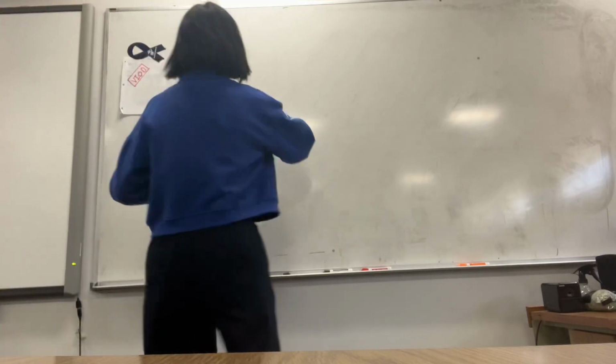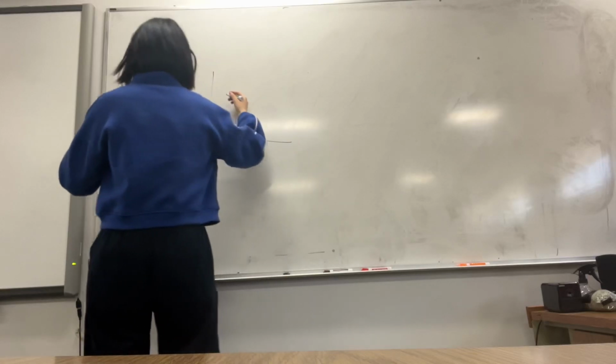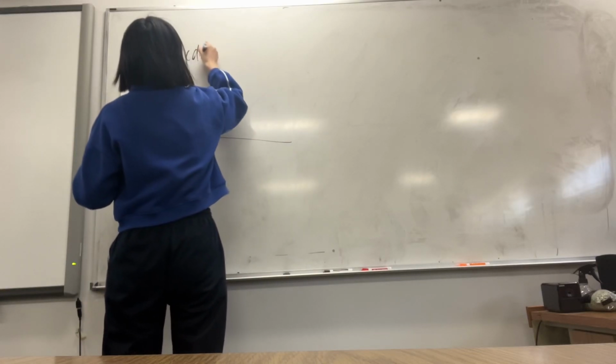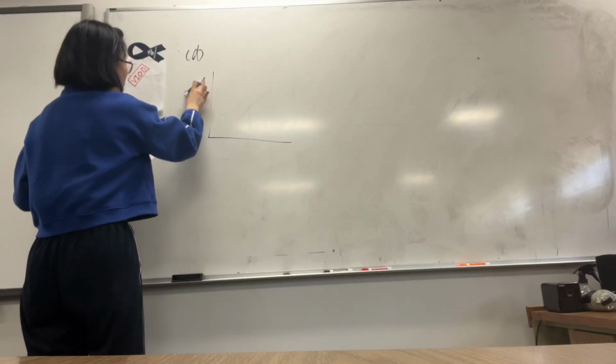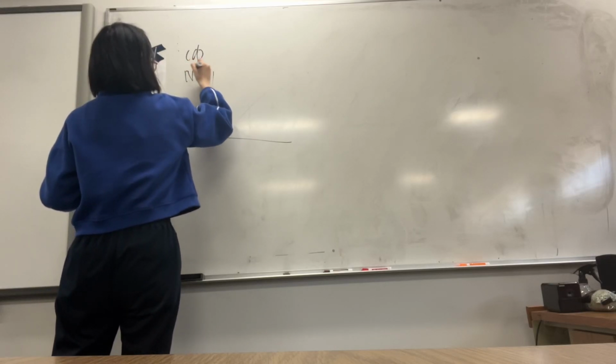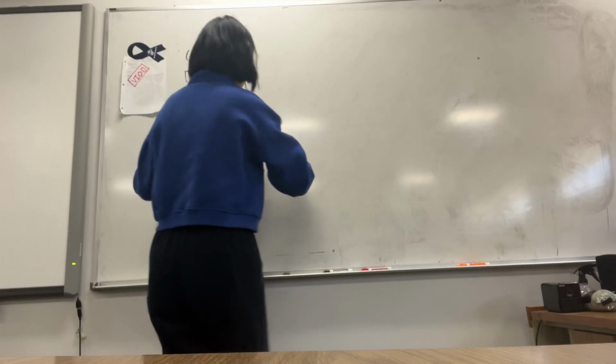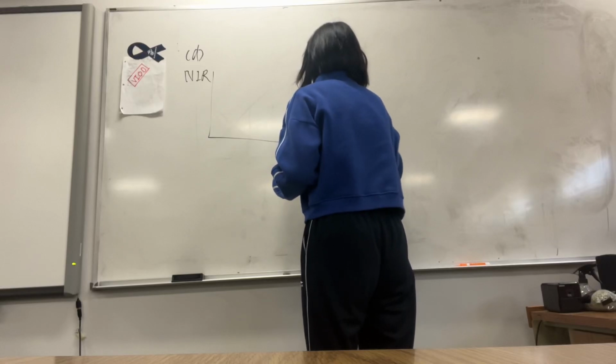Okay, so remember how to draw the money market graph: the y-axis is the nominal interest rate, and the x-axis is just the quantity of money.